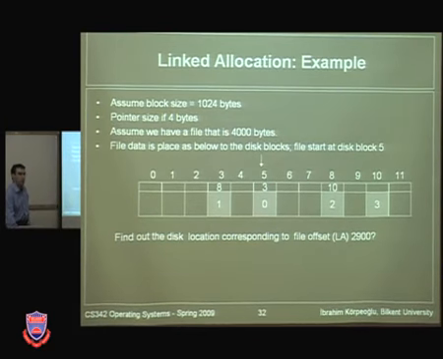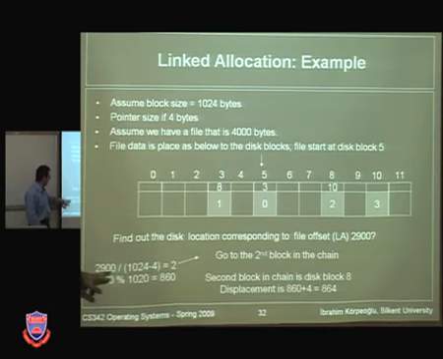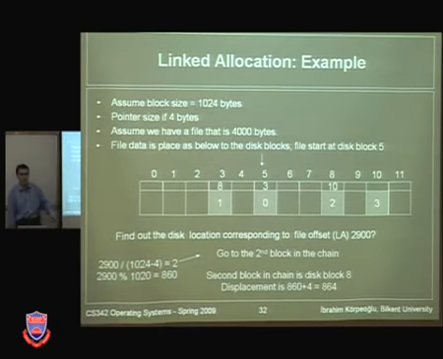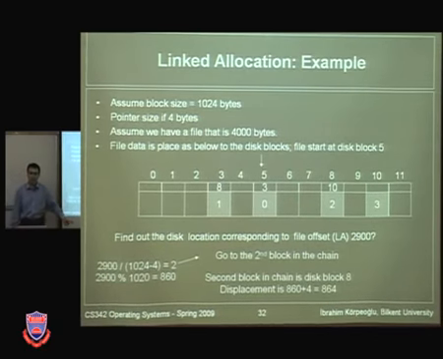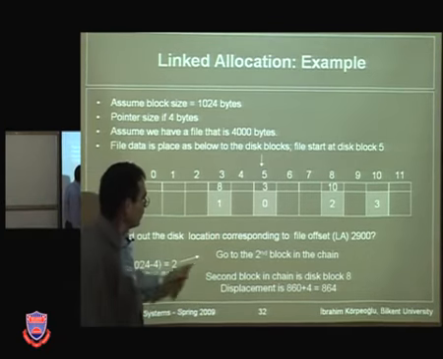So what should we do? We should divide that offset by what? 1024 or 1020? 1020, yes. So we divide by 1020 and the result is 2. That means 2 is what? The relative block number.